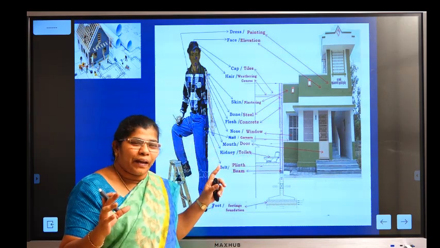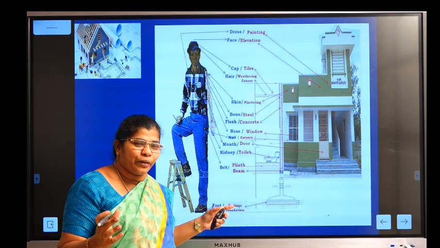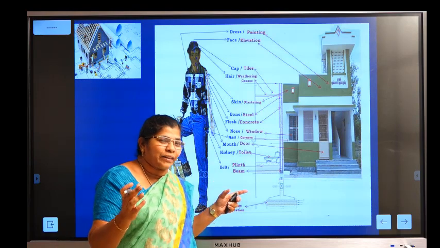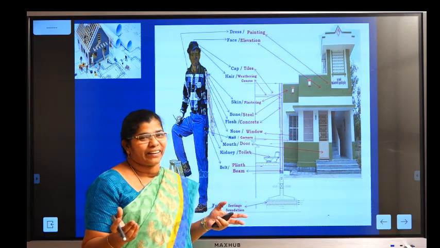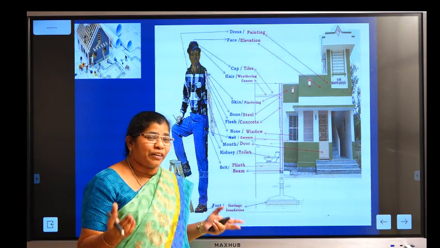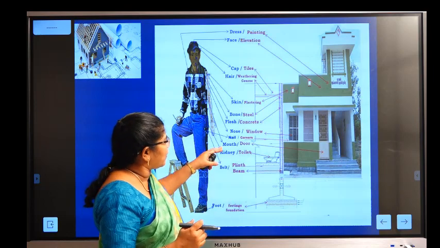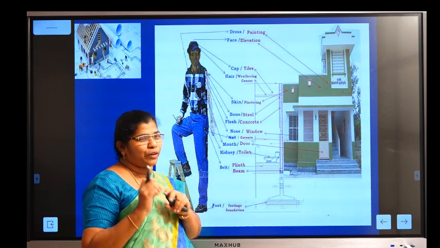So for example, if I am going to take a door, I can't go for a concrete door, right? I can go for a wooden door of different architectural views, or I can go for fiber doors, right? So we should know what material I have to use for a door.